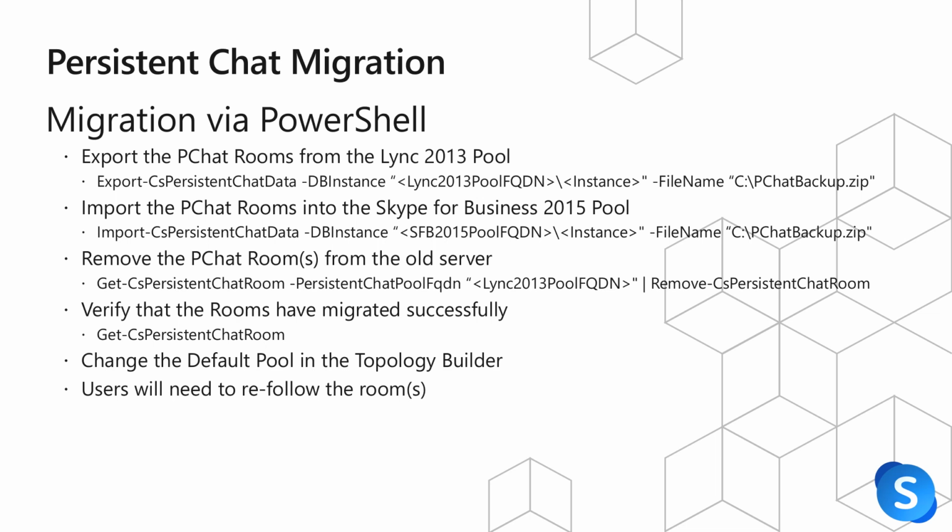Now, after the rooms have been migrated, we're going to need to migrate the default pool in Topology Builder. So we'll open up Topology Builder and change that from the Lync 2013 pool to the 2019 pool. Now, the users that will be affected by this will actually need to refollow the new rooms, as the old rooms no longer quote unquote exist due to the new server being the home for those persistent chat rooms.